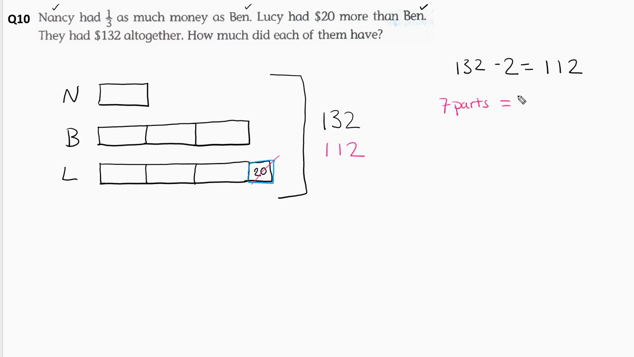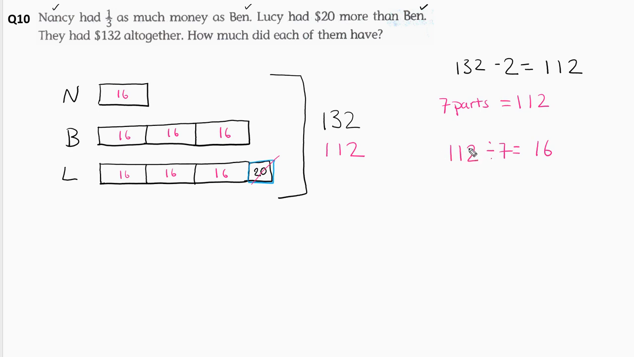So 7 parts equals 112. So if I divide 112 by 7, I'm going to get the value of each of those parts. And 112 divided by 7, that is 16. So I can put 16 in all of these. I don't need to, I'm just showing you to make sure it's as clear as possible.